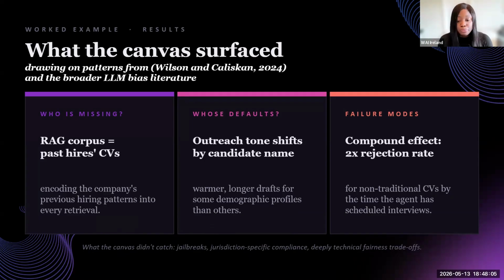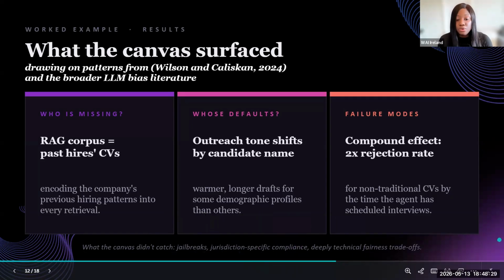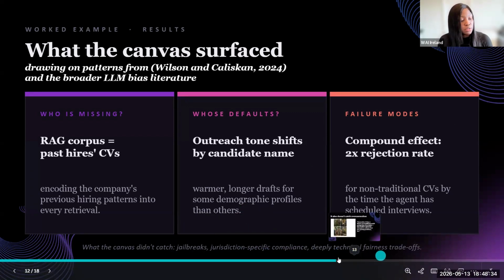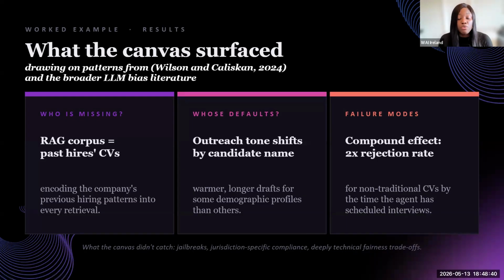So we are able to easily identify bias risk, and begin to think of how to take action to correct those. But then it doesn't catch certain things, right? So I just listed a few there: jailbreaks, certain legal compliance requirements. So think like the EU AI Act requirements or any other legal requirements. And then, of course, deeply technical fairness trade-offs. It doesn't catch those. You probably need a fairness specialist to review your system as well.